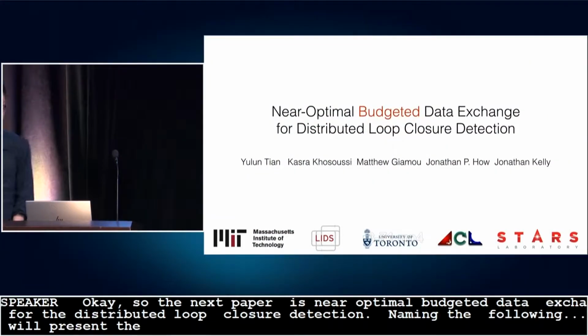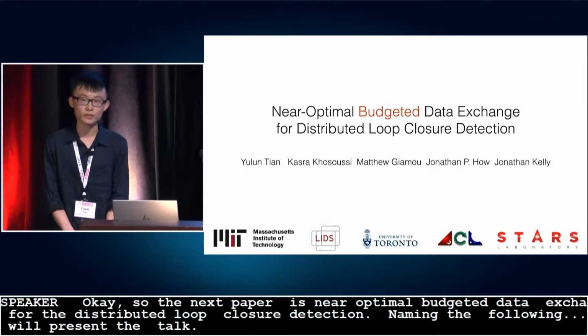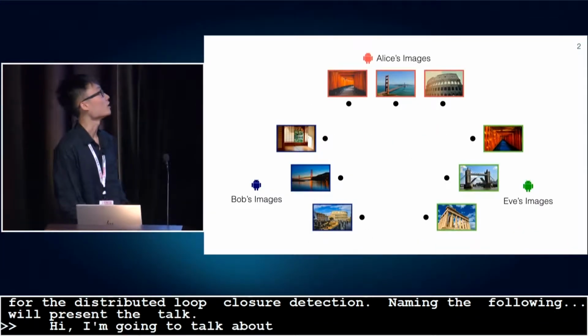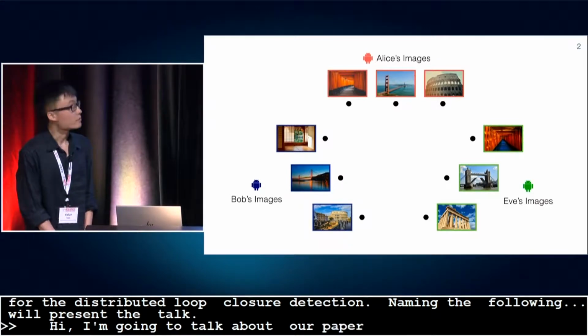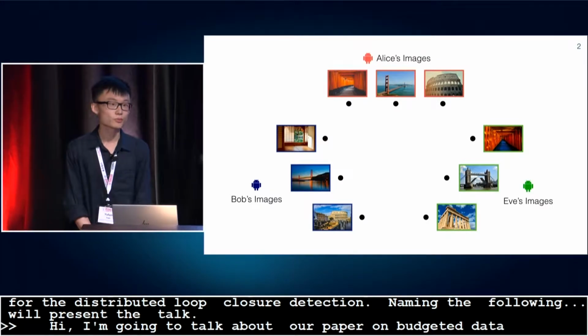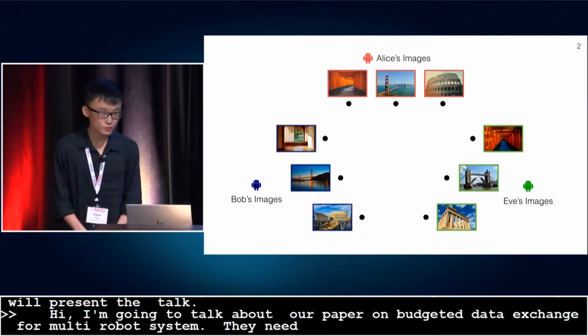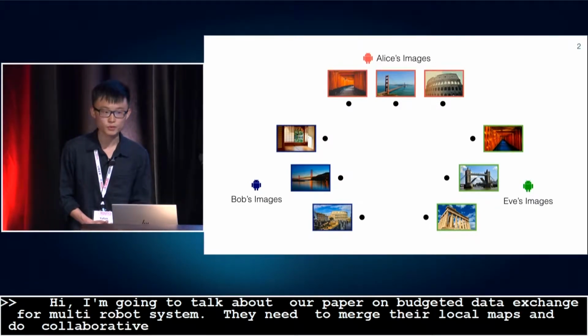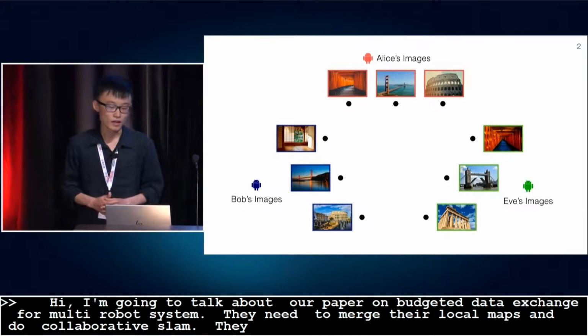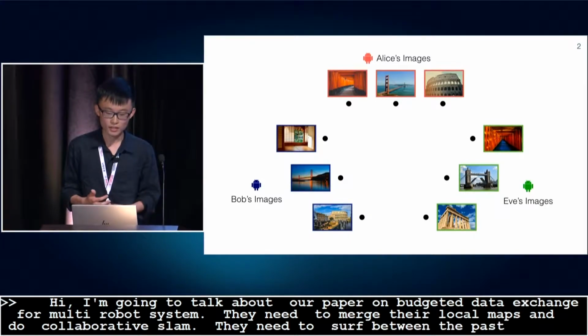Hi, my name is Yulun Tian. I'm going to talk about our paper on budgeted data exchange for multi-robot systems. So in many multi-robot missions, the robots need to merge their local maps and do collaborative SLAM. In order to do this, they need to search for inter-robot loop closures between their past and current poses. Let me briefly tell you about how this is done.